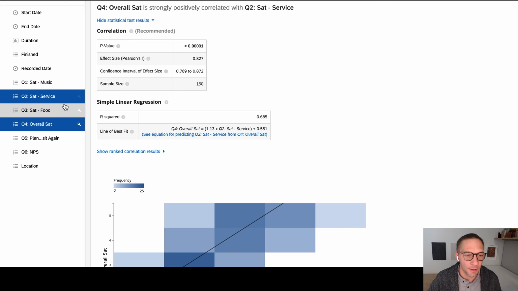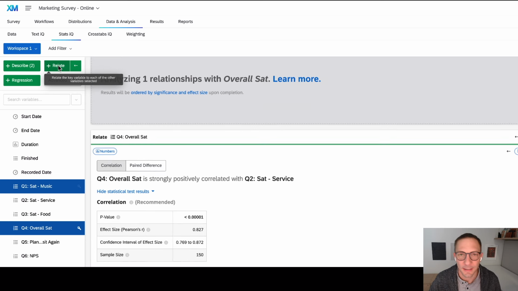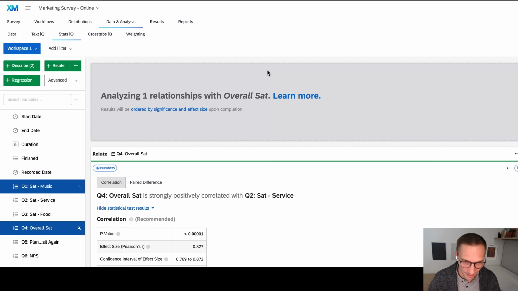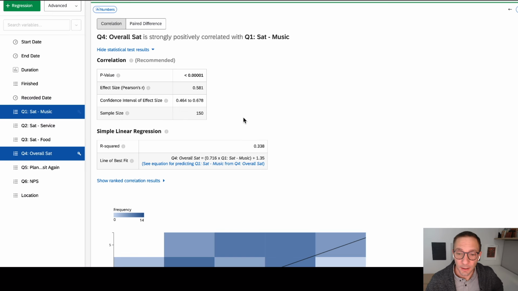Now let me take a look here with one more thing. Let me try music really quick, because this goes with a story from my personal life that relates really well to this. So for music, we're seeing a positive beta, positive p-value. There's less though. There's like 34% that is explained by music.